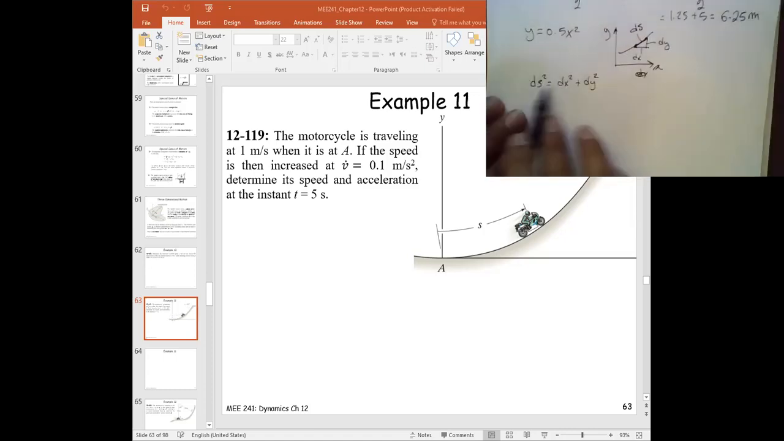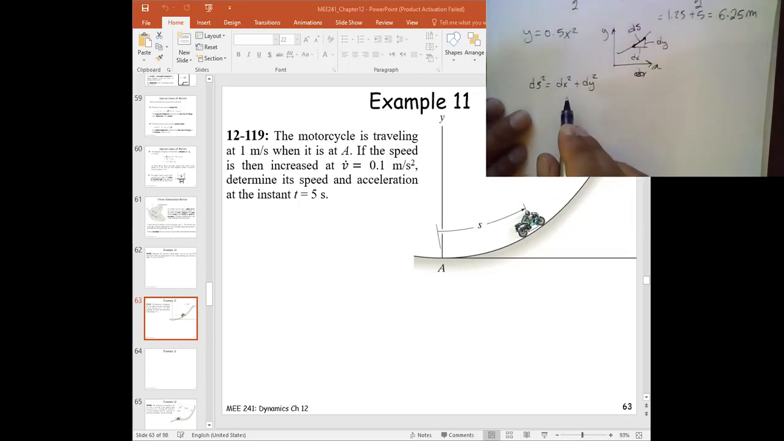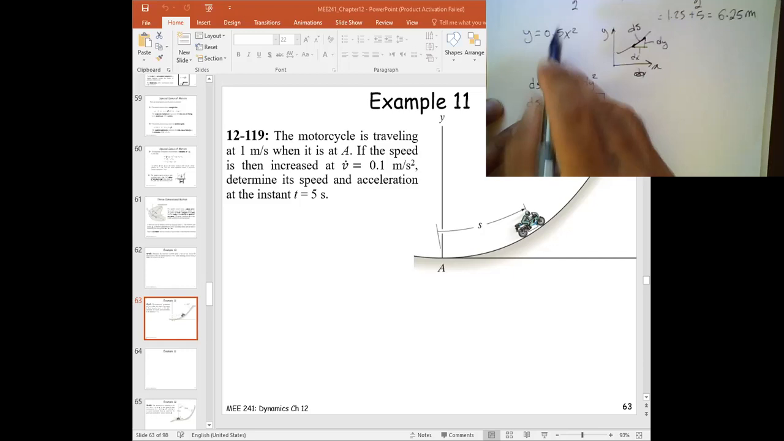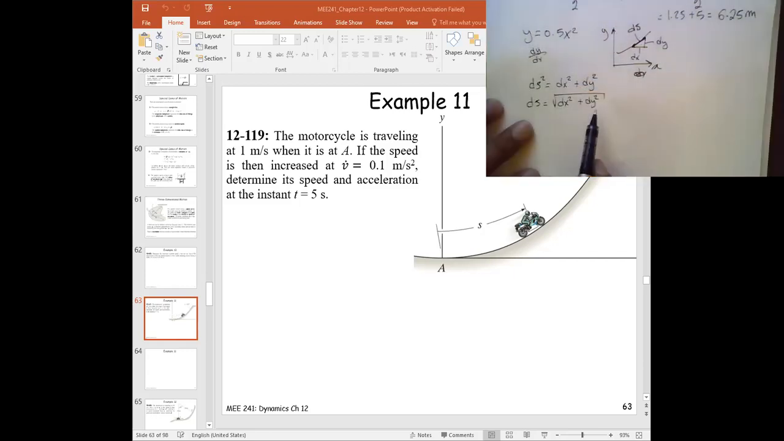Okay, how can I integrate that? It's already squared. How can you integrate that? Maybe I do dx squared over ds plus dy squared over ds, or ds squared over dx. Why don't we do it like that? Okay, how can I ultimately get from here, since I know dy over dx? Somehow I want to put that as a dy over dx.